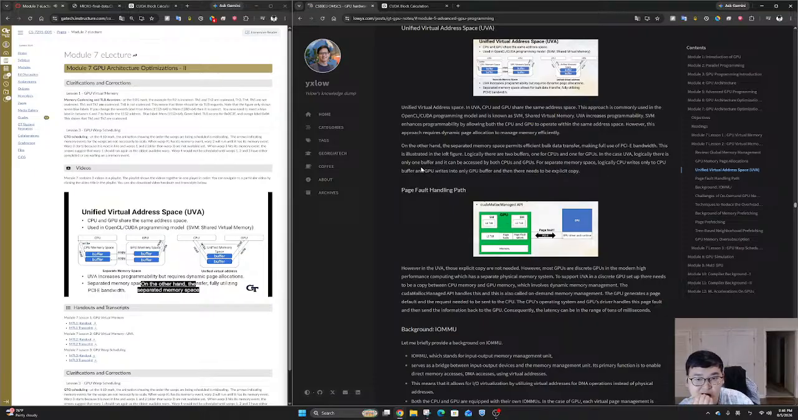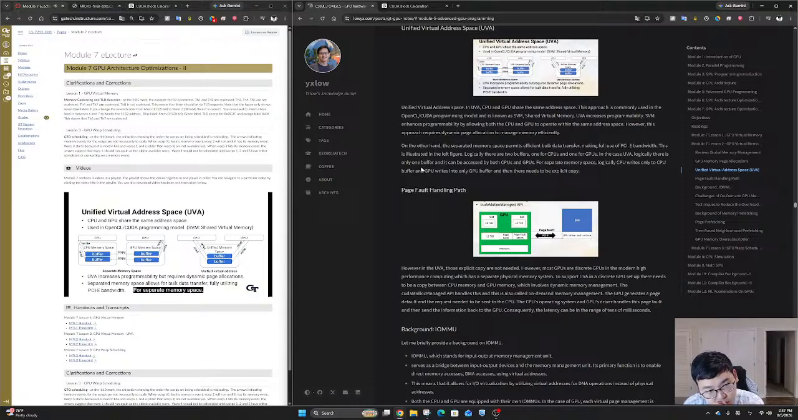On the other hand, the separated memory space permits efficient bulk data transfer, making full use of PCIe bandwidth. This is illustrated in the left figure. Logically, there are two buffers, one for CPUs and one for GPUs. In the case of UVA, logically there is only one buffer, and it can be accessed by both CPUs and GPUs.